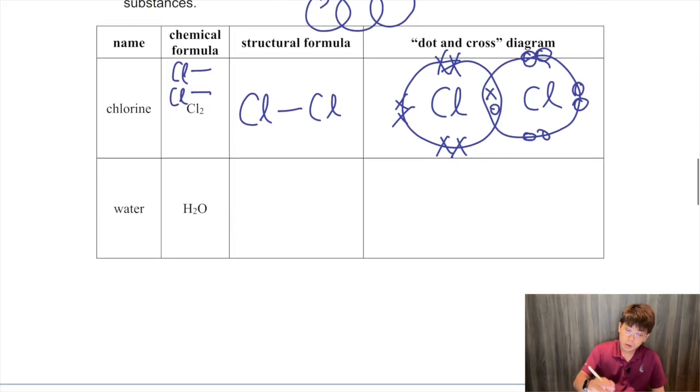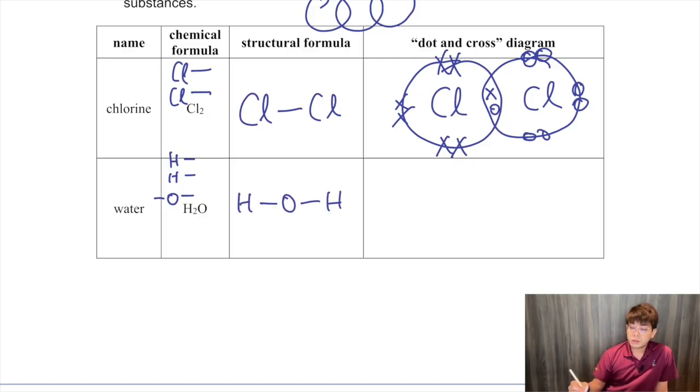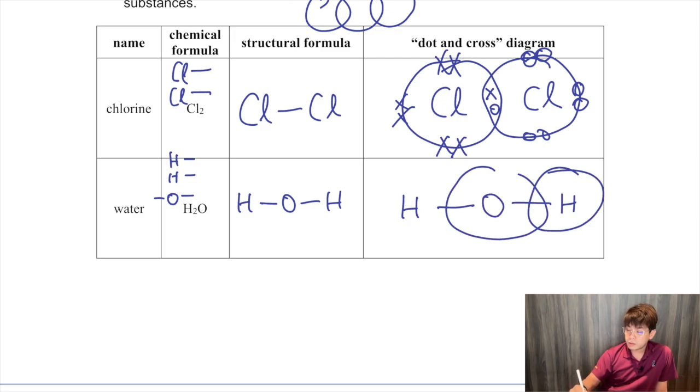Next, H2O. H2O means there's 2 H and 1 O. H has 1 bond. O belongs to group 16. So you see it's 2 minus. 2 minus means that there's 2 bonds. So 2 bonds. So it will look something like this, right? And then I'll draw this and do my overlapping circles.